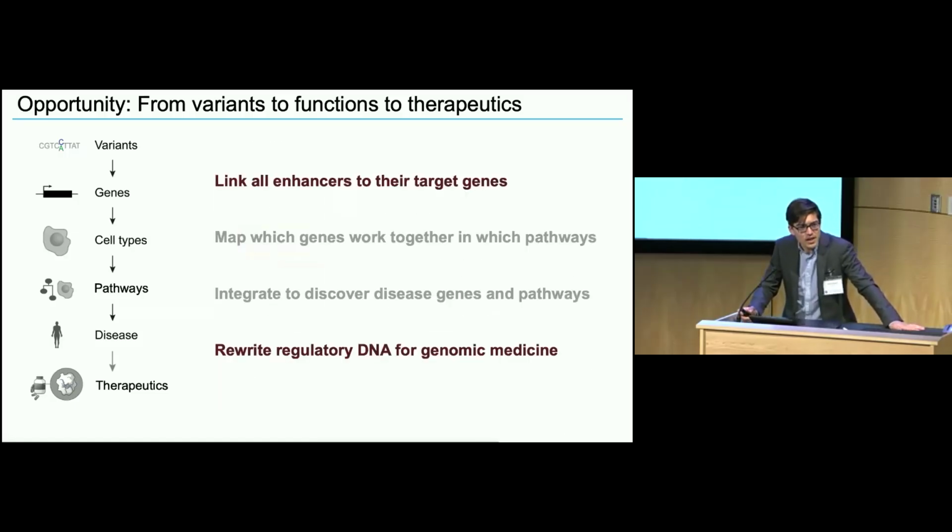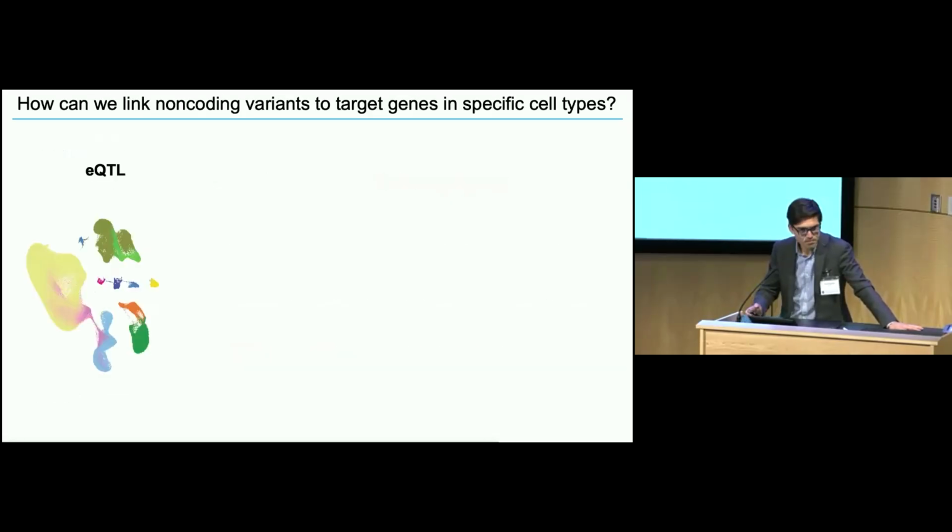So we're working on a number of different approaches to systematically accelerate this process and to more rapidly convert variants to functions, to medicines. I wanted to share two particular stories, the first of which is to think about how we could interpret non-coding variants by identifying all of the enhancers in the genome and linking them to their target genes and cell types.